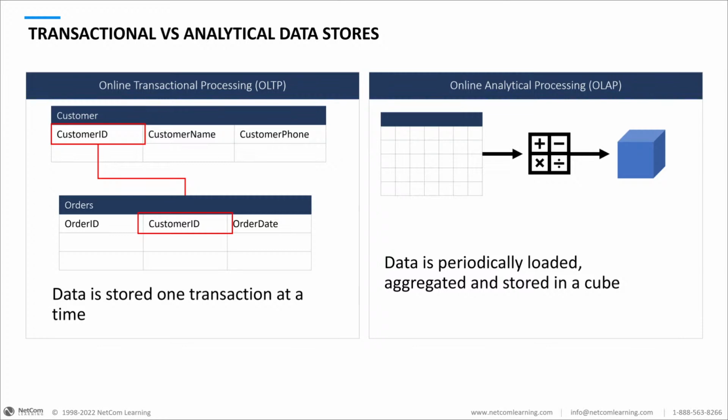The other type of data that we have and is quite commonly used is analytical data. So analytical systems, or OLAP systems, online analytical processing systems, are data that has been aggregated and periodically loaded into things such as cubes or data marts. But generally, these are going to be put into what's better known as a data warehouse.